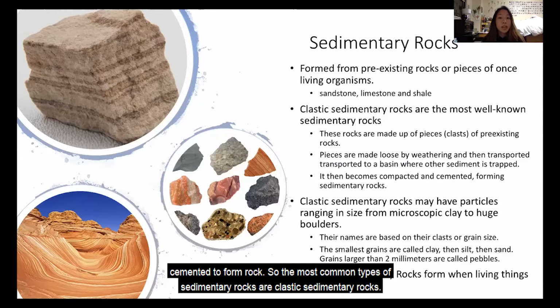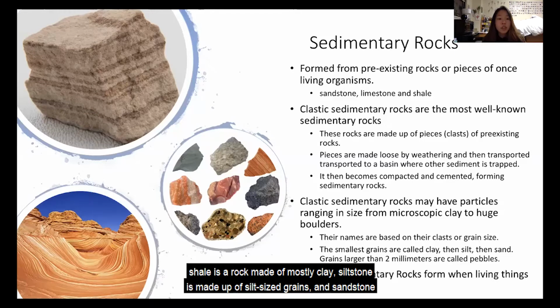So the most common types of sedimentary rocks are clastic sedimentary rocks. They have particles that range in size from microscopic clay to huge boulders. So we name them based on their clast size or grain size. The smallest grains are called clay, then silt, then sand. Grains larger than 2 millimeters are called pebbles.